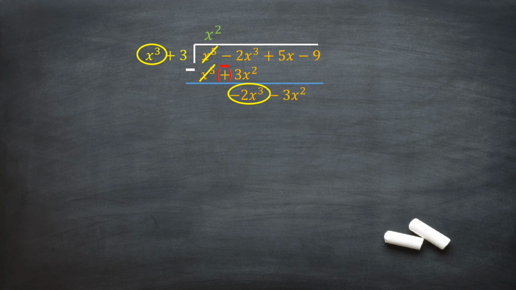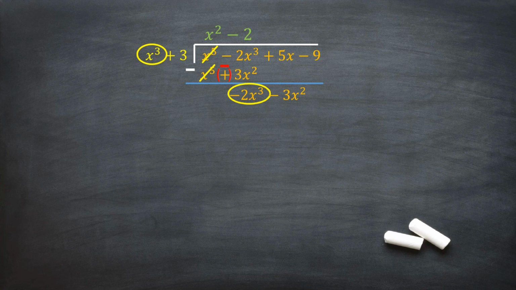So we put negative 2 above negative 2x cubed. And then we divide x cubed by x cubed, which is just equal to 1, because when you divide the same quantity or the same value, the answer is always 1. So negative 2x cubed divided by x cubed is just equal to negative 2.